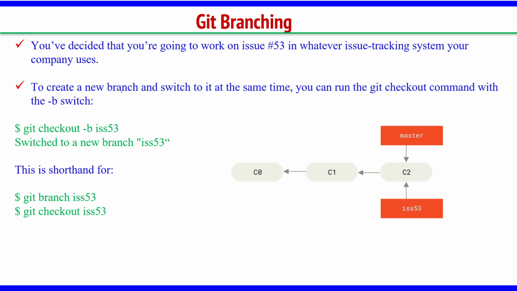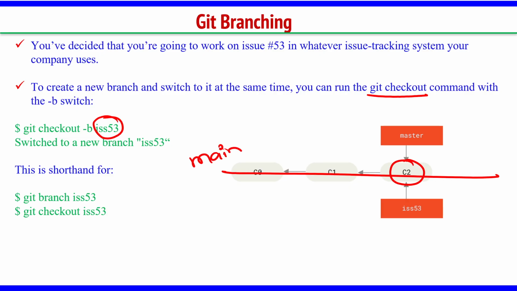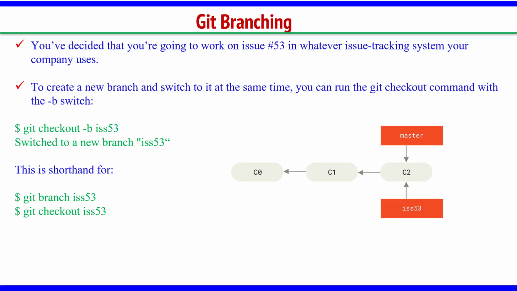To create a new branch and switch to it at the same time, you can use the git checkout command. You can give it like this: git checkout -b issue number 53. I am creating a sub branch for this C2. This is the main line. I am not touching the main line. I am creating a branch, that is issue number 53.